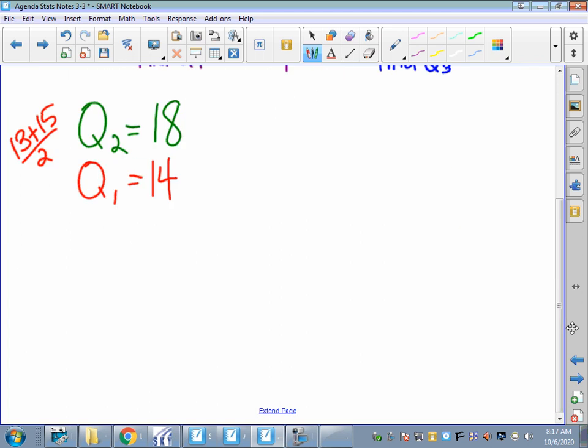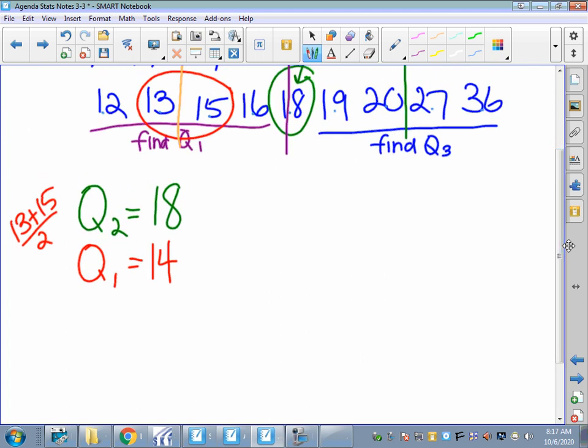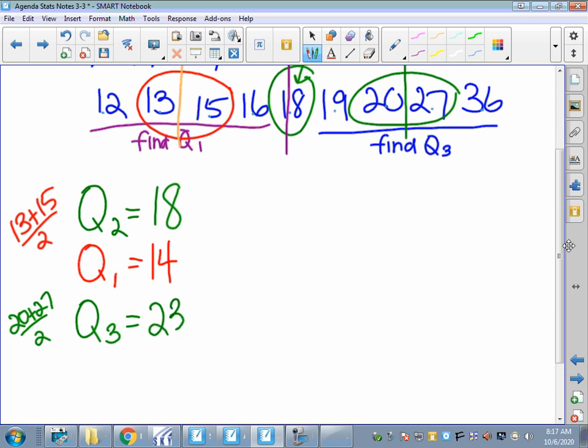So that means that my Q3 is going to be the average or the middle of 20 and 27. So 20 plus 27 over 2, I believe that's going to be 23.5. It's okay to have a decimal for one of our quartiles. Not a big deal, that will still work. Once you get the hang of it, it's easy.